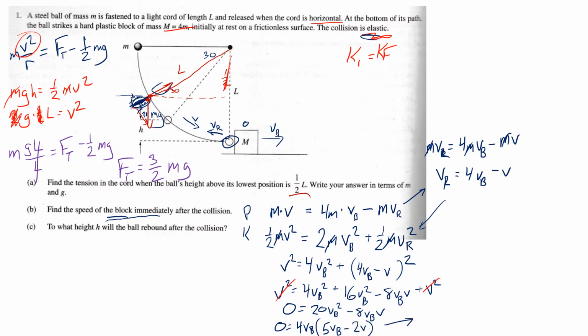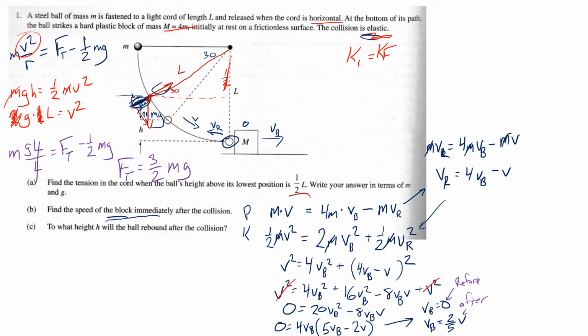All right, this gives us two solutions. First solution is the easy one, VB is equal to 0. The second solution is VB is equal to, move that over, divide by 5, 2/5 V. All right, now this top one is not the one we care about. This is before collision, which should make sense because it wasn't moving before. And this part is the after collision. All right, we care about the after. So find the speed of the block immediately after collision. It is going to be 2/5 of what the ball was traveling on the way down.